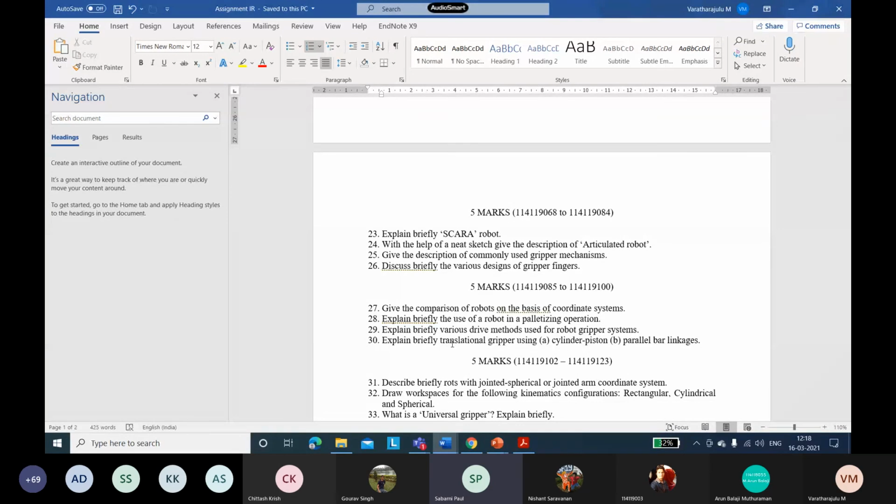Question number 30 also I had some doubt. I couldn't understand what we will write in the first part, like translational gripper using cylindrical piston. Parallel bar linkage I could do, but cylindrical piston is confusing, sir. What will we write? Okay. Any other?